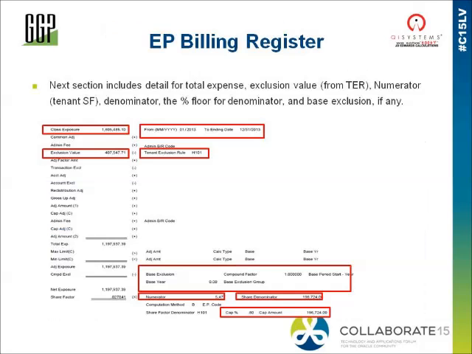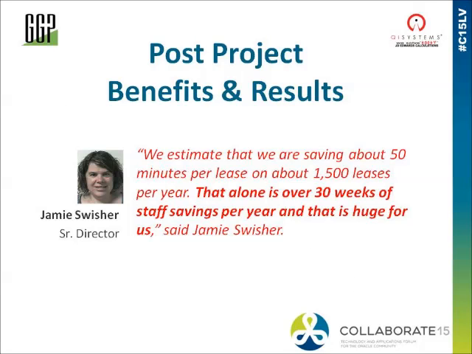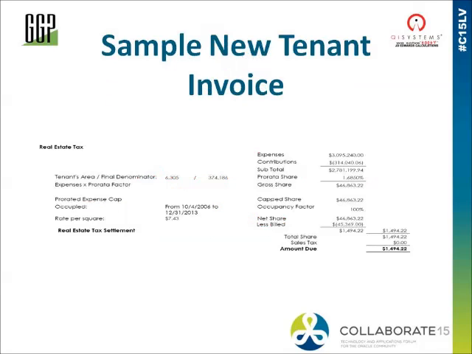So if you're familiar, here's the 1538. And it just brings all of the information together. And here's a sample of the new tenant invoice that we've written. We made it concise, so we used to send that 2-page 1538. Now we have all the information we need. We can make it in one quick page, and the tenants have everything they need.